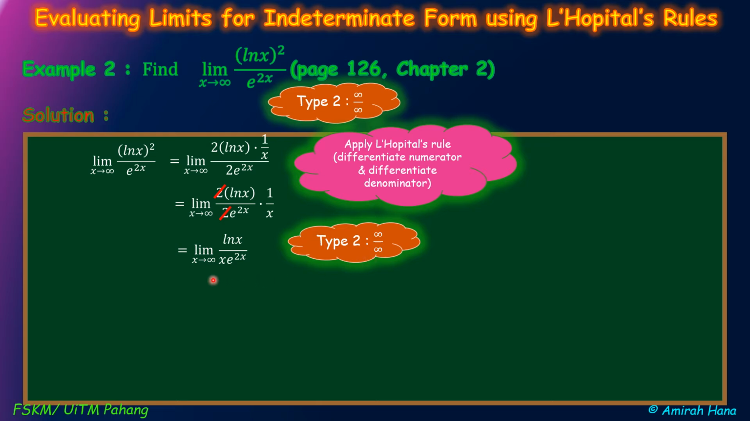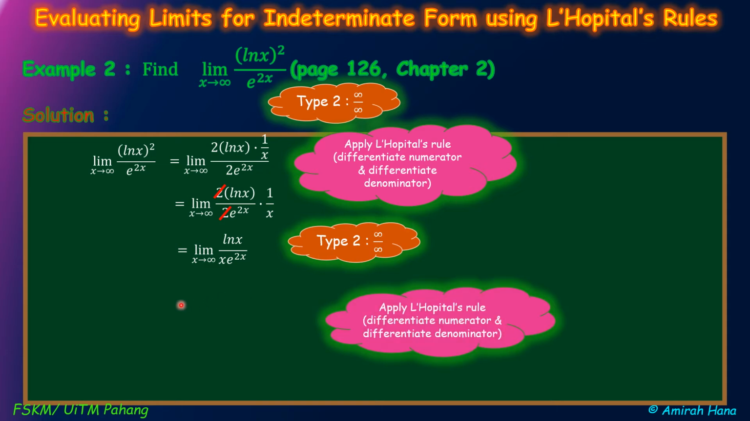So to evaluate a limit in indeterminate form, we need to use L'Hopital's rule. Again, we need to differentiate the numerator and differentiate the denominator. As long as the previous application of L'Hopital's rule produces an indeterminate form, it is okay to repeat it as many times as necessary to reduce the limit to a form that can be evaluated.